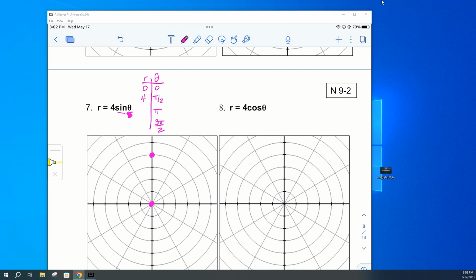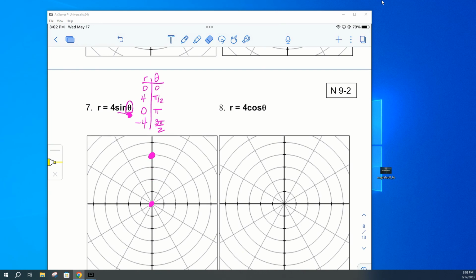Pi, these points, are they giving me anything different? Because that would be 0, which is here. And then this one, think about it, 3 pi over 2. The sine of 3 pi over 2 is -1. That would give me -4. But where would that graph? That would graph actually at this same point, would it not? So that's all that those points give me.